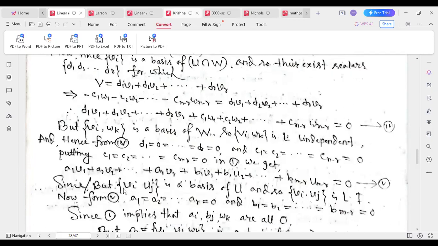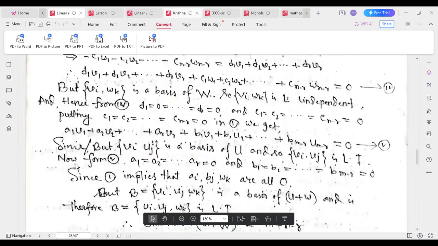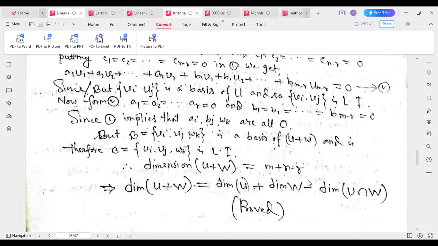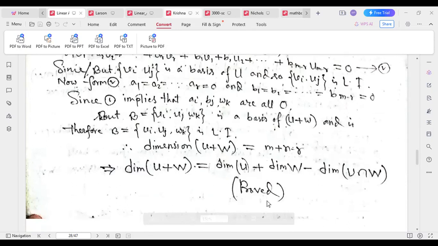But B_U, A is a basis of U, so it is linearly independent. So from equation 5, all scalars are 0. Since 1 implies that a_i, b_j, c_k are all 0, where all scalars are 0, B is the basis of U plus W and therefore the set B is linearly independent. So dimension of U plus W is M plus N minus R. So dimension of U plus W equals dimension of U plus dimension of W minus dimension of U intersection W. This is actually the proof.